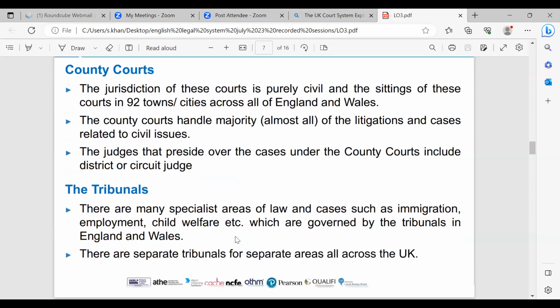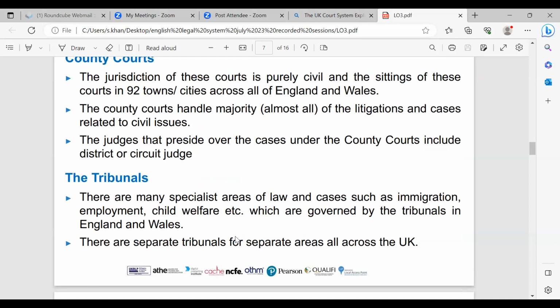Then we've got the tribunals, and as the video stated, the tribunals are specialist courts in regards to how decisions are made on specialist areas. There are many specialist areas of law and cases such as immigration, employment, child welfare, which are governed by the tribunals in England and Wales. There are separate tribunals for separate areas all across the UK. And a very popular tribunal is the Employment Tribunal, and that deals with things like if someone is unfairly dismissed, or if there's been any sort of breach or discrimination, then this would fall within the tribunal.